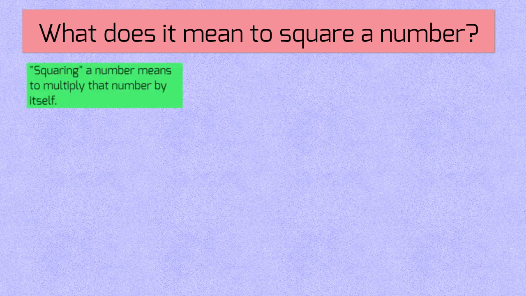Squaring a number means to multiply that number by itself. For example, if I have 3 and I multiply that number by 3, I have squared that number. 3 times 3 equals 9. That is squaring a number.